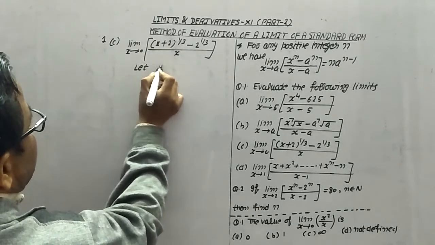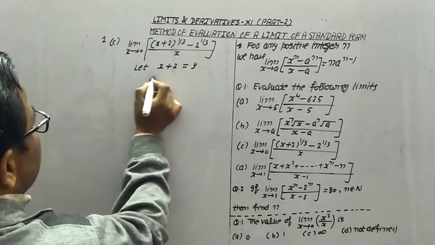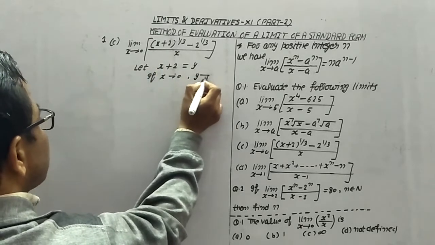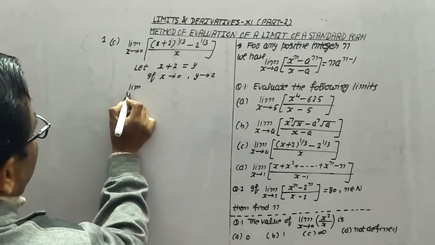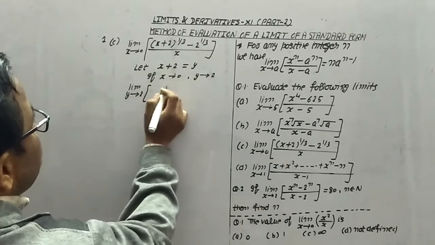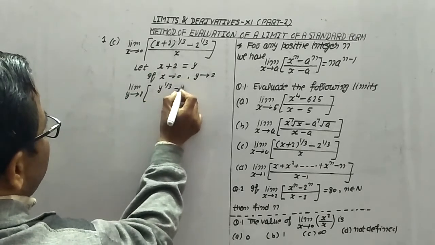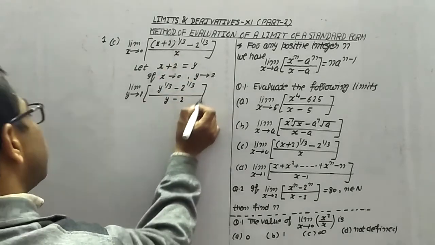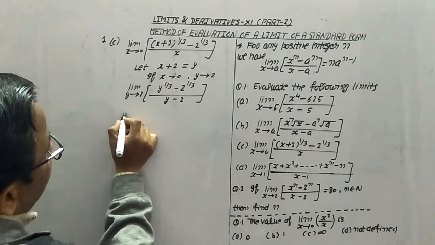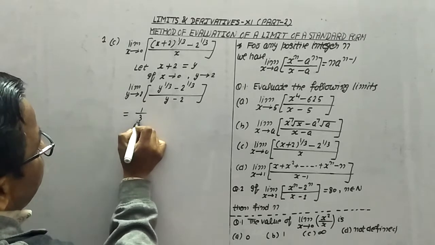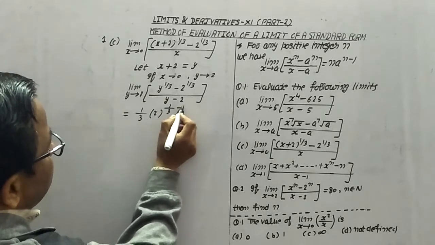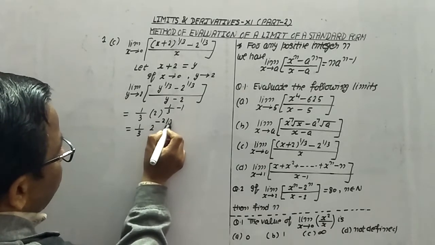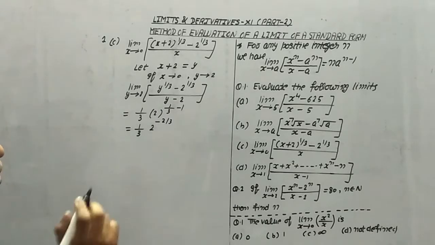So we consider x plus 2 equal to y. Now if x tends to 0, then y tends to 2. So this becomes the limit as y tends to 2 of (y^(1/3) - 2^(1/3))/(y - 2), substituting the value of x. Again this is the standard form. Now apply the result n times a^(n-1). It means this becomes 1 upon 3 times 2^(-2/3), and this is the answer for this part.